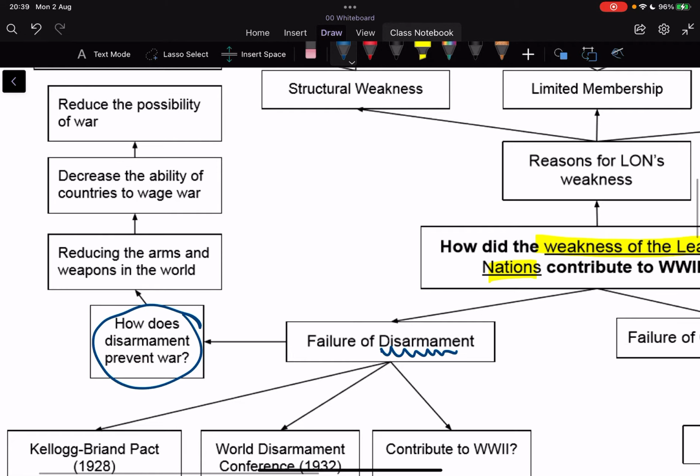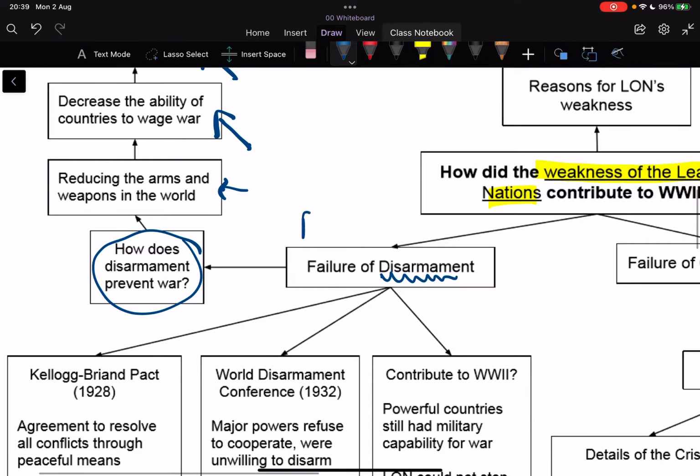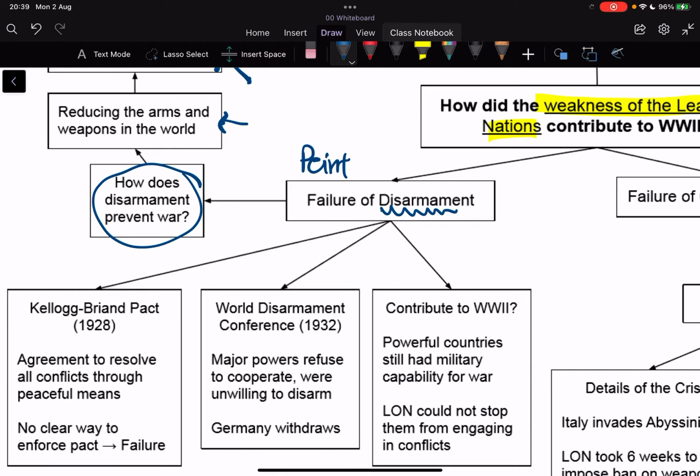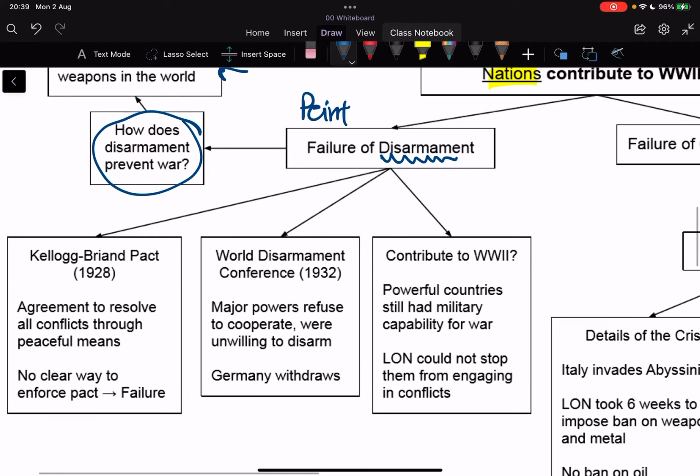So we start off with the definition. What does disarmament mean? Disarmament means reducing the arms and weapons in the world. How does this prevent war? Well, if you decrease the ability of countries to wage war because they don't have tanks, don't have planes, then in the end, you reduce the possibility of war. Now, this is the big point on disarmament. Unfortunately, it failed, and in your essays, you will need to be able to provide examples of failure.